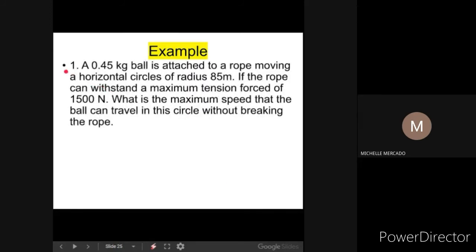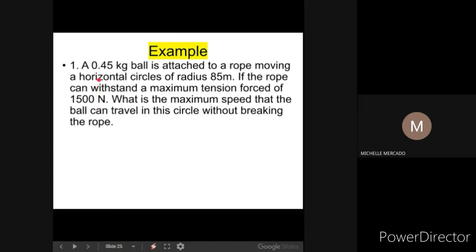Okay, example problem. A 0.45 kilogram ball is attached to a rope moving in horizontal circles of radius 85 meters. If the rope can withstand a maximum tension force of 1,500 Newton, what is the maximum speed that the ball can travel in this circle without breaking the rope?